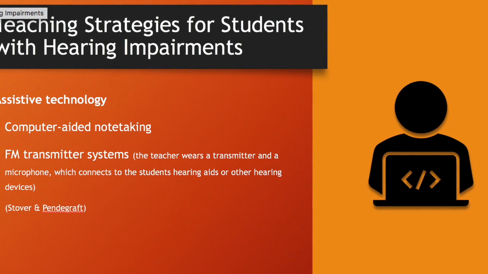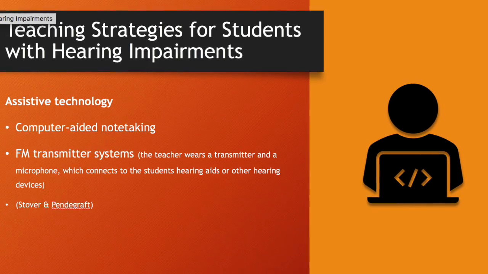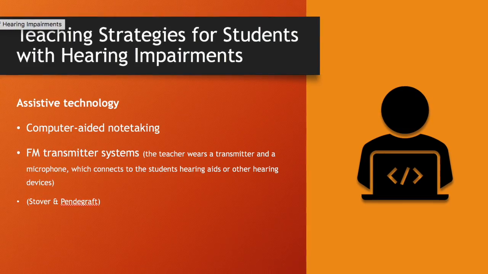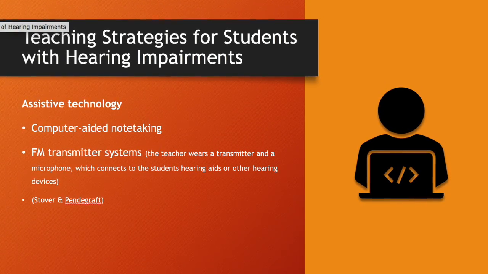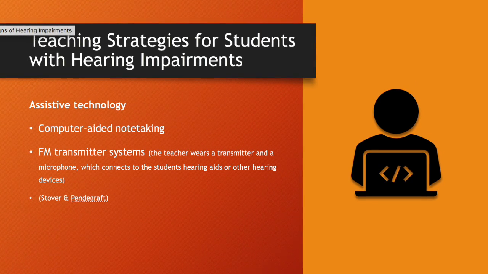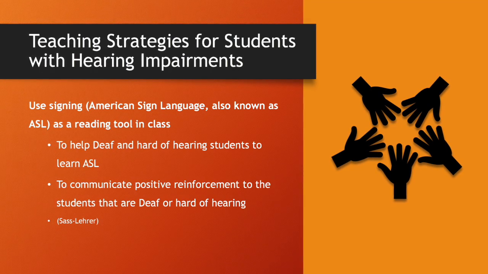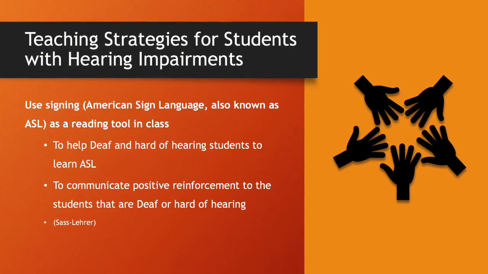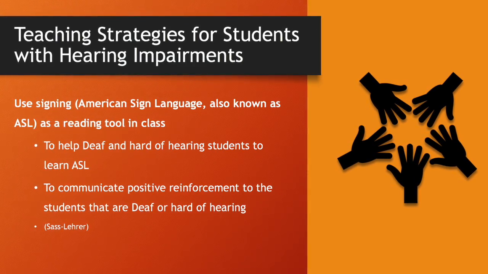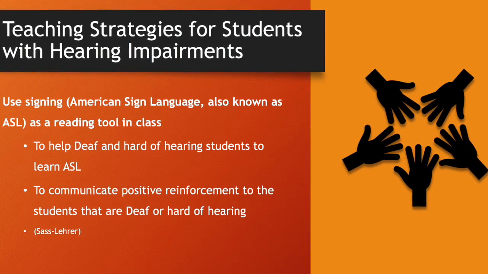Teachers can also use assistive technology, such as computer-aided note-taking or FM transmitter systems, where the teacher wears a transmitter and a microphone that connects to the student's hearing aids or other devices. Teachers can also use American Sign Language, or ASL, as a reading tool in class to help the deaf and hard of hearing students to learn ASL, and also for the teacher to communicate positive reinforcement to the students that are deaf or hard of hearing.